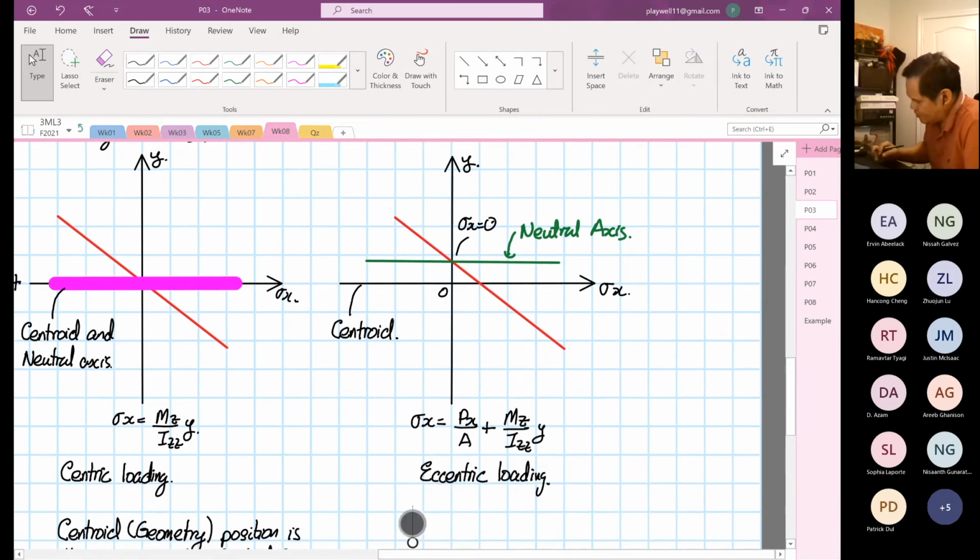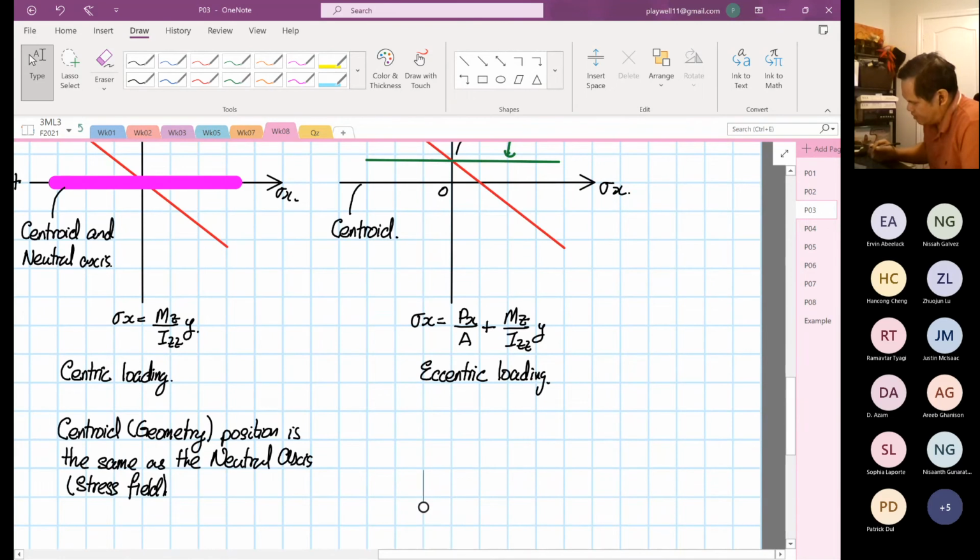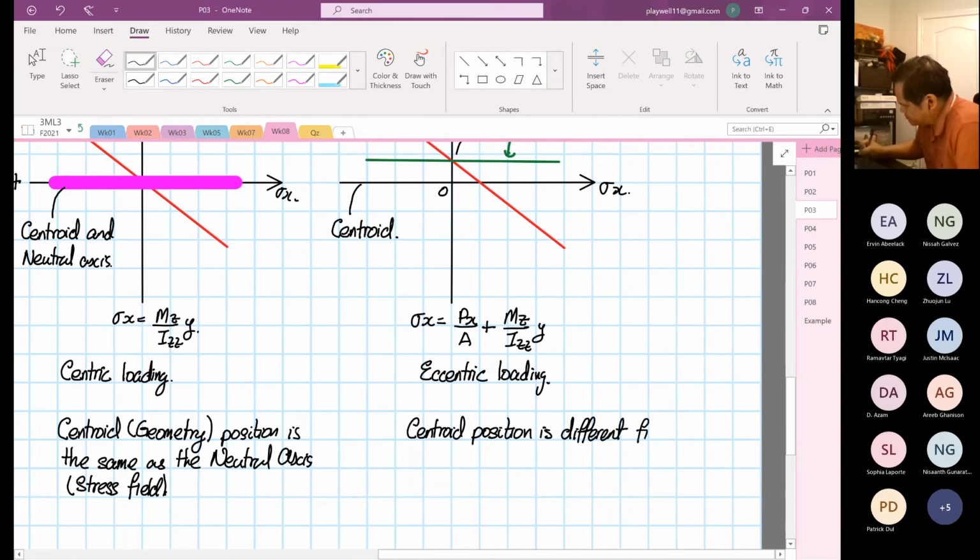So in eccentric loading, the centroid position is different from the neutral axis.